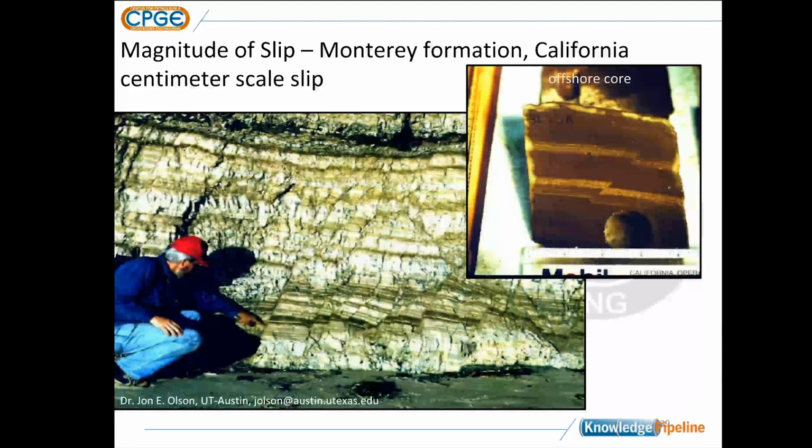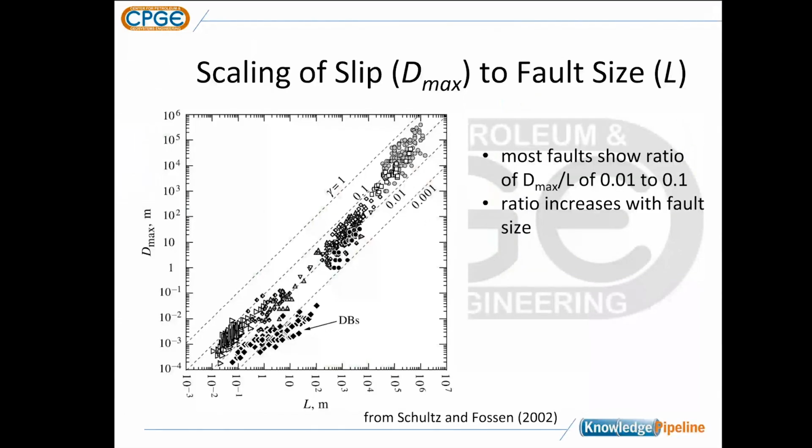So how do we decide how much slip we get for what size fault? Well, this is a plot that shows the scaling of the maximum slip on a fault to the fault size. And for purposes of today, the fault size we're going to say is basically the length of the fault. The y-axis on this plot is indicating the maximum slip in meters. The x-axis is the length of the fault, also in meters.